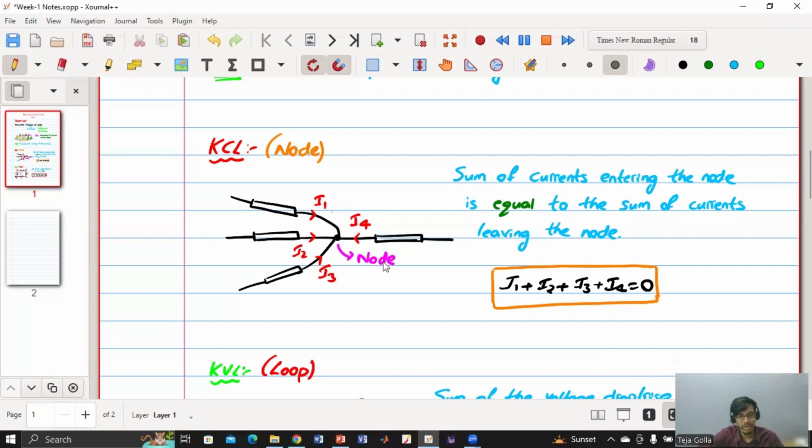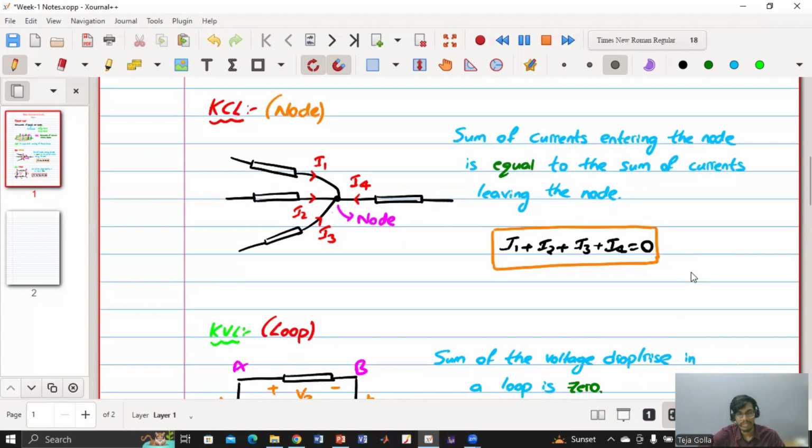So you consider any node, and then you say the sum of the currents entering the node is equal to the sum of the currents leaving the node. Here I1 is entering, I2 is entering, I3 is entering, I4 is entering. So the summation is I1 plus I2 plus I3 plus I4. And what is the value of the current that is leaving? No current is leaving, so it is 0. So the summation of the currents entering the node is equal to the summation of the currents leaving the node.